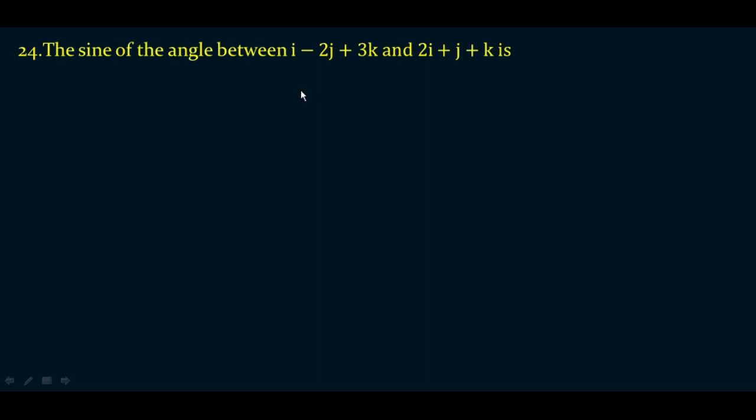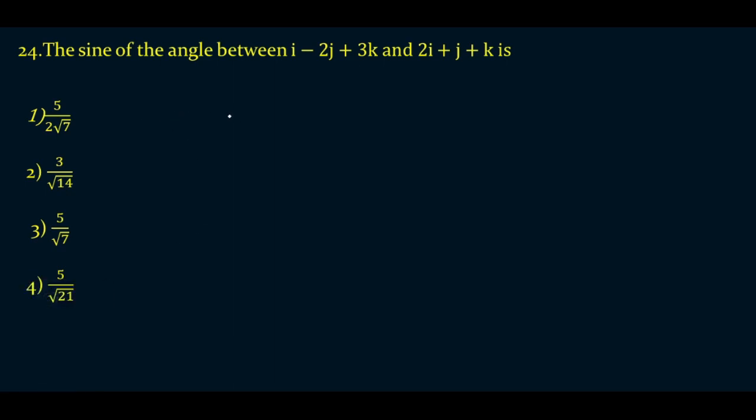The sine of the angle between the vectors i minus 2j plus 3k and 2i plus j plus k is: the options are, first, 5 divided by 2 root 7; second, 3 divided by root 14; third, 5 divided by root 7; and fourth, 5 divided by root 21.